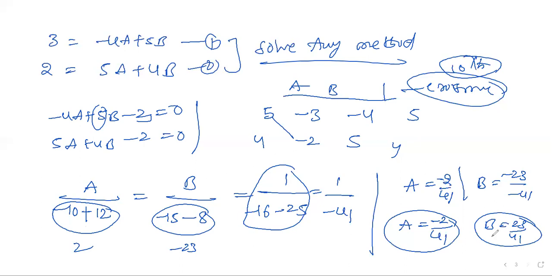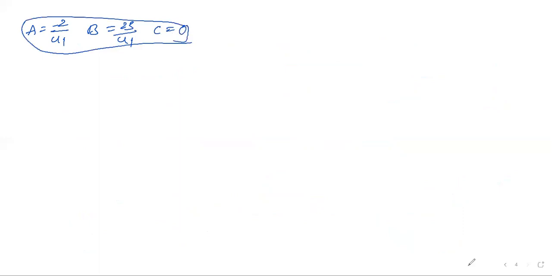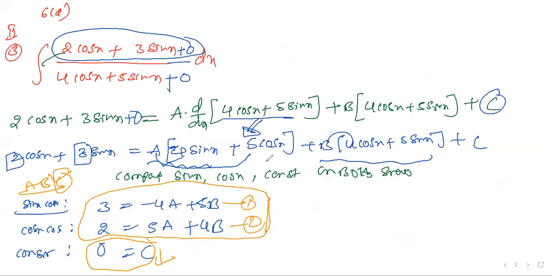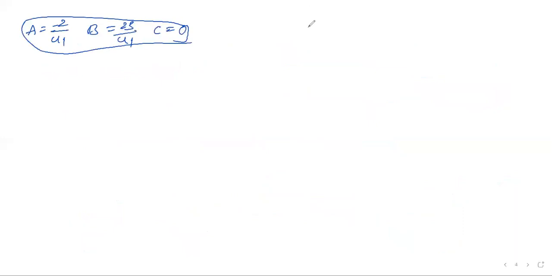Okay, now you got the A, B, C values. Let us copy this. Value of A is equal to minus 2 by 41. Value of B is equal to 23 by 41. Value of C is equal to 0. Now, after you got the A, B, C values, your aim is to substitute. You need to substitute all these things here. Okay, I'm substituting the values. First, I'll take the numerator equation. What is the numerator equation? 2 cos x plus 3 sin x is equal to a into d by dx. After d by dx, what did you get?